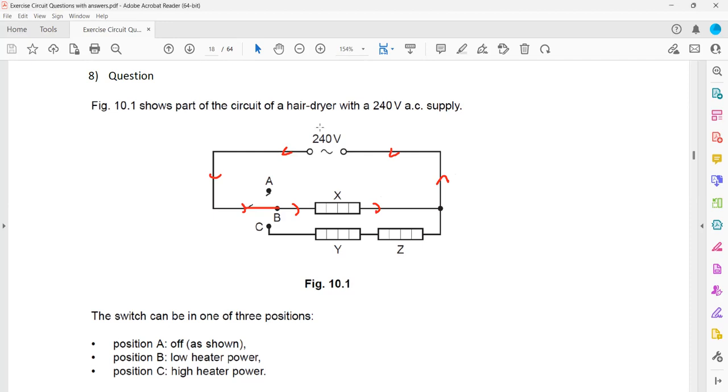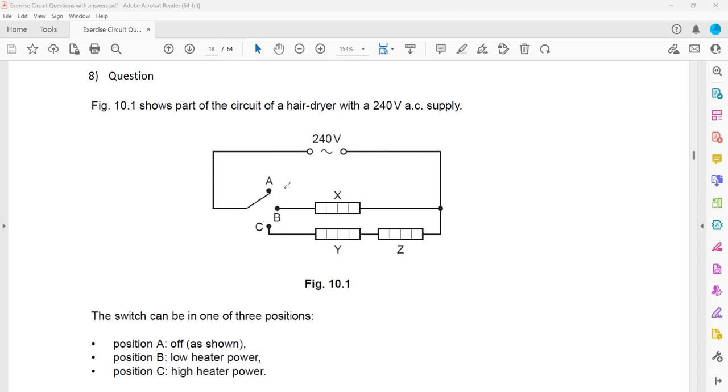Then it can be connected to position C. When we connect to position C, more heating elements are there as a part of the circuit. As a result, it will produce a greater amount of heat energy. So it will have a high heater power. And there is a 240 volts AC supply.